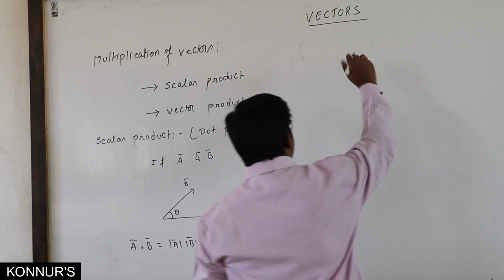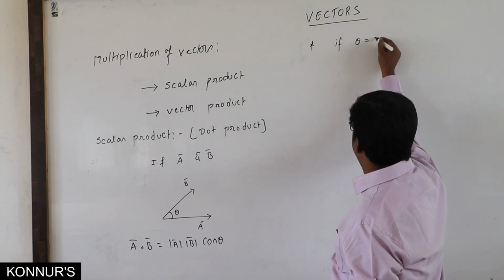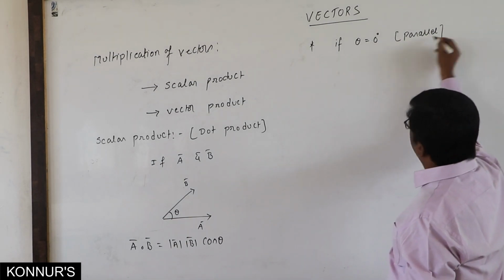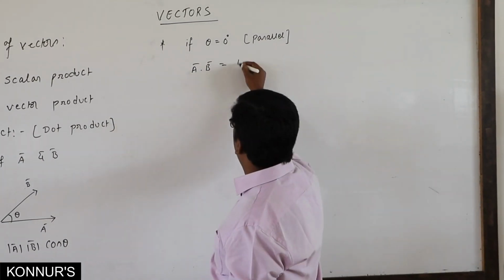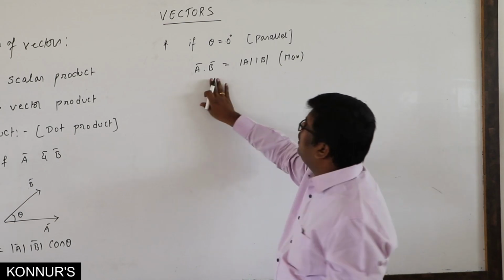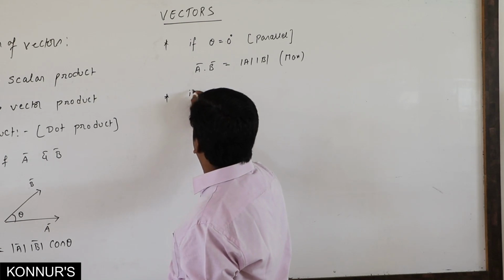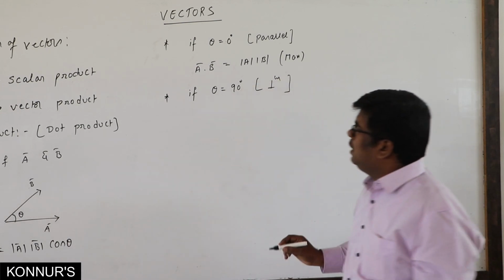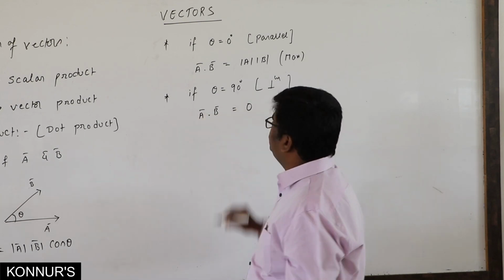In this, if the vectors are parallel to each other, theta equal to 0, then A bar dot B bar equals modulus A times modulus B. So you get the maximum value when the two vectors are parallel to each other. And if the vectors are perpendicular, theta equal to 90 degrees, then cos 90 is 0, so A bar dot B bar will be 0.